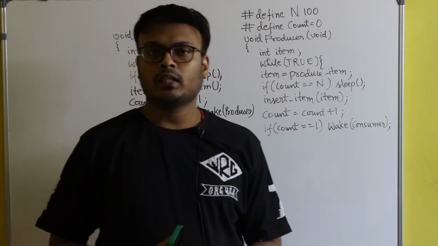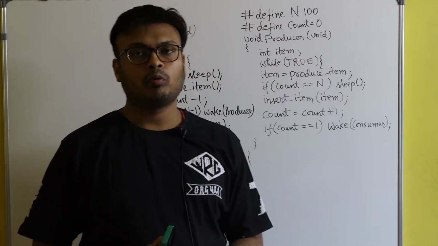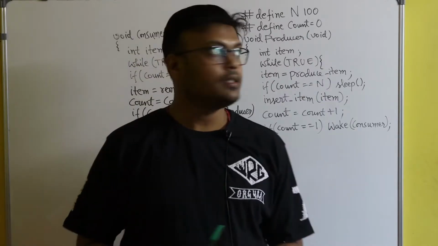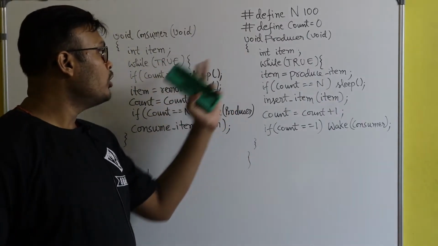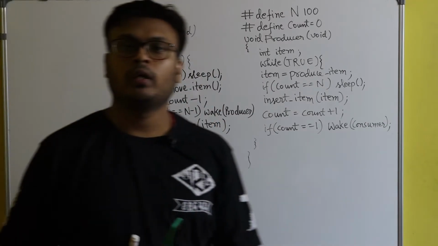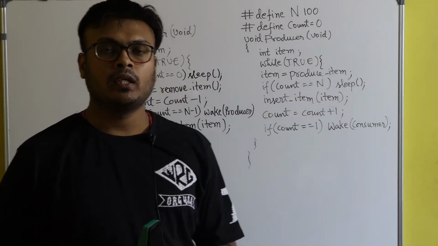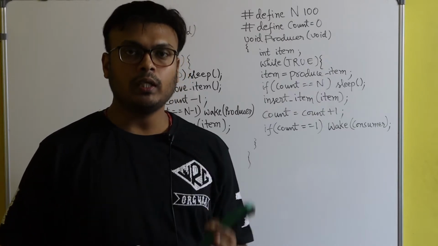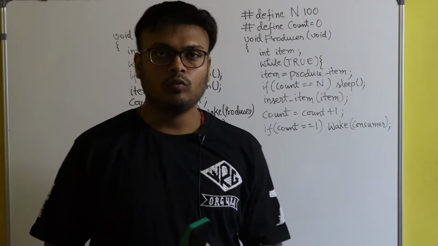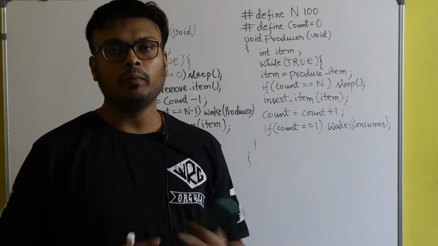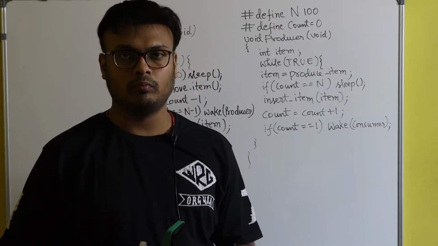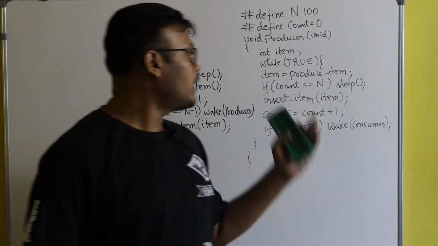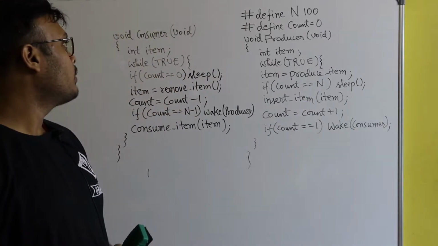Now we will discuss the classical problem of process synchronization, that is, the producer consumer problem. Here we will see how sleep and wake system calls help to eliminate the busy waiting problem. So let's start with the producer consumer problem.